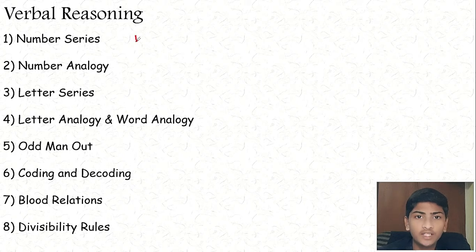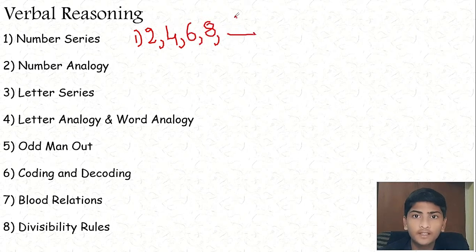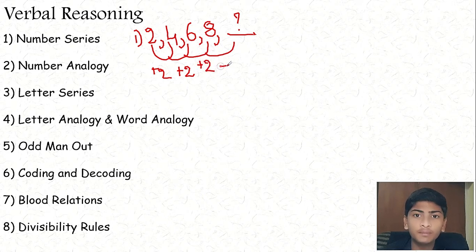Number series means it will be like 2, 4, 6, 8, dash. Here they will give a question mark, and we should find the answer. What is the rule or pattern followed here? The difference between 2 and 4 is plus 2, and 4 and 6 is again plus 2, 6 and 8 is again plus 2. Next should be again plus 2, so 8 plus 2 is 10. Number series will follow some patterns.